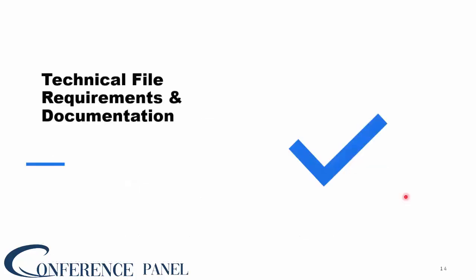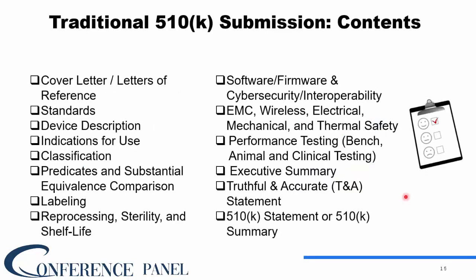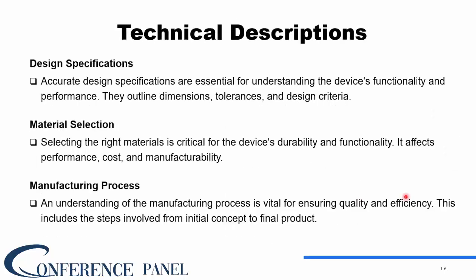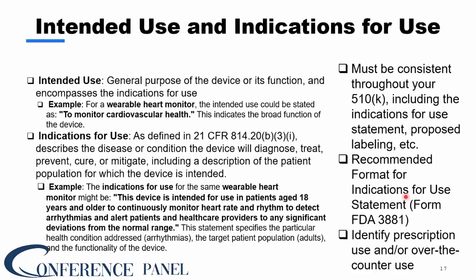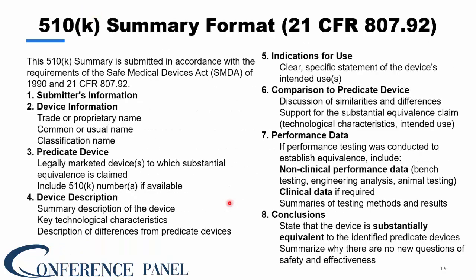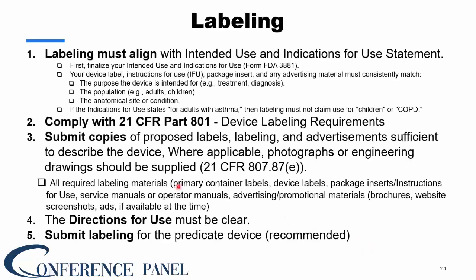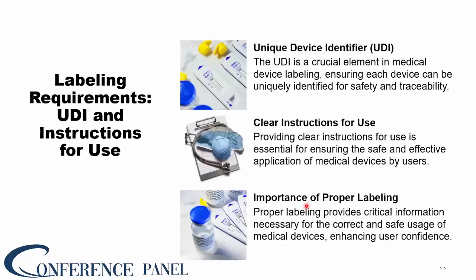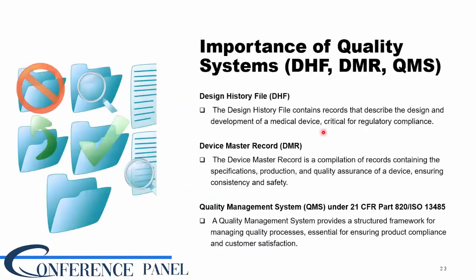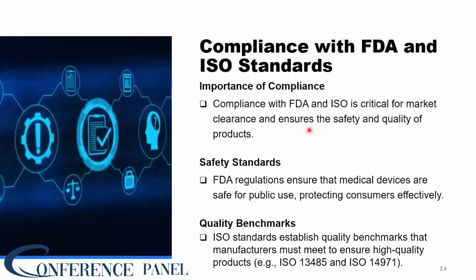Now let's look at technical file requirements and documentation. In a 510K, there are typically 20 sections: technical description like design specification, material selection, manufacturing process, and then intended use and indications for use. Then risk assessment and performance data. Now I'd like to briefly talk about the 510K summary format. Then labeling requirements, UDI and instructions for use, and also the importance of the quality system, so compliance with FDA and ISO standards.